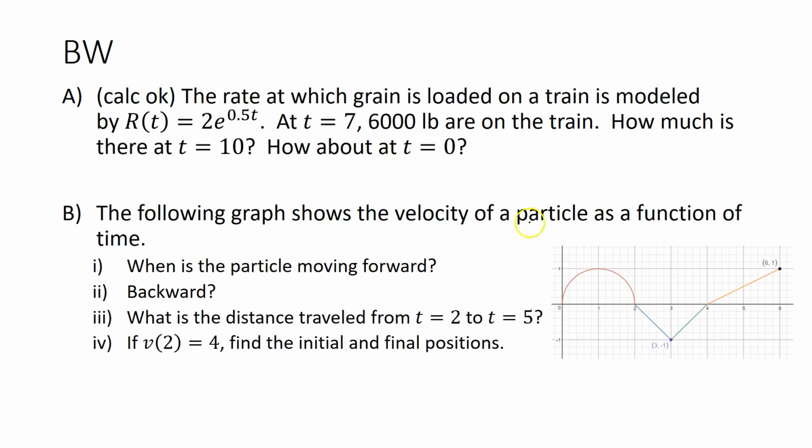Then part b, we're given a velocity graph. So this is v of t, and this is t. And we're asked when the particle's moving forward, backward, what is the total distance traveled? Remember, distance traveled is a key term for these graphs. From 2 to 5. And then if v of 2 is 4, find the initial position at 0 and the final position at 6. So if you want to try these on your own, you can, and then we'll try them together.